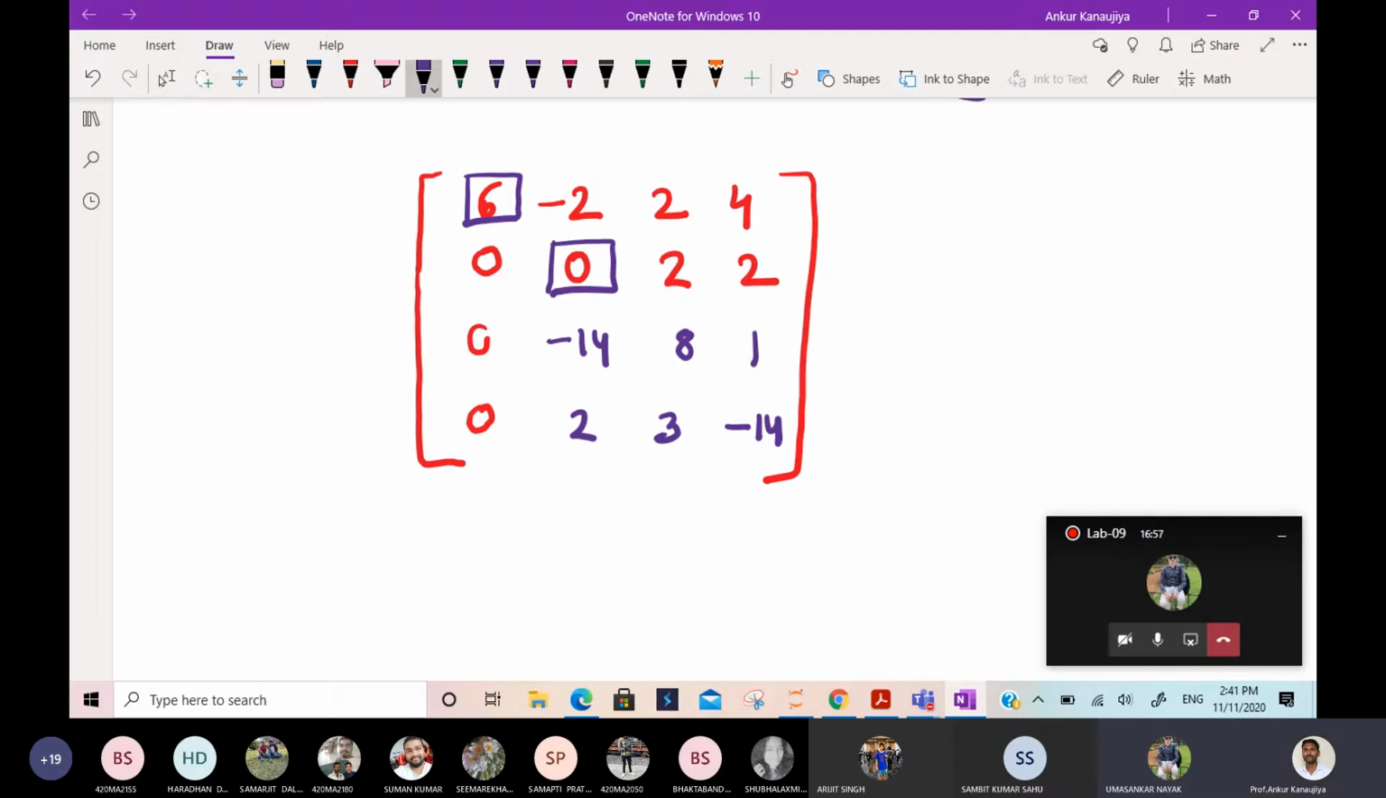So here we can interchange with either one. We can interchange minus 14 with 0, or we can interchange with the 2 also. That means we can interchange the second row with the third row, or with the fourth row. So here we have two options. Suppose the matrix size is bigger, like 10 cross 10. Below this 0, there are 8 entries, so we have 8 options. Like in this case we have two options: either interchange with the third row, or with the fourth row. But if rows are more, we have more options.